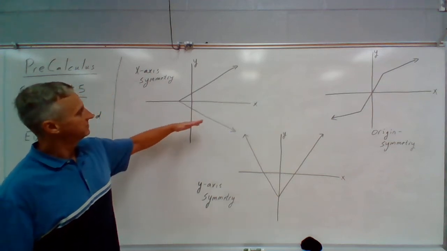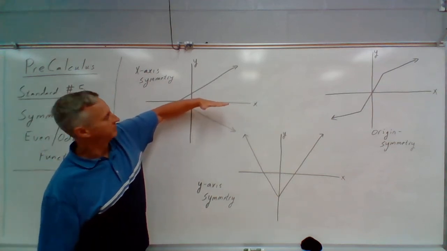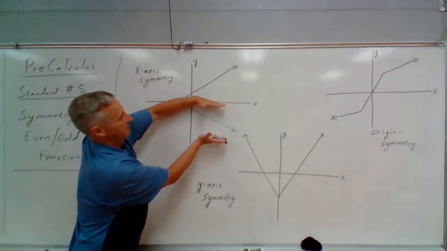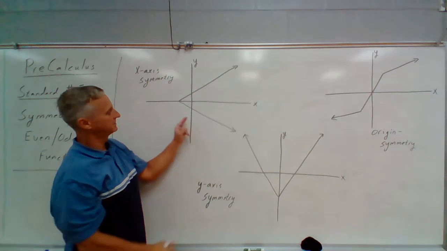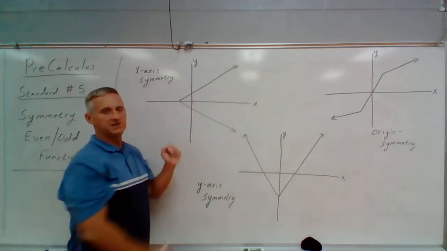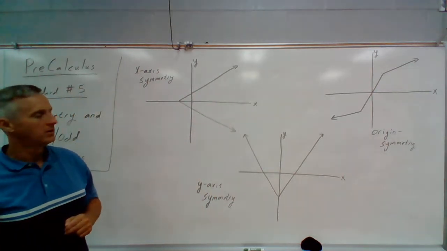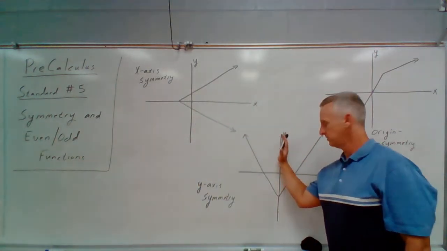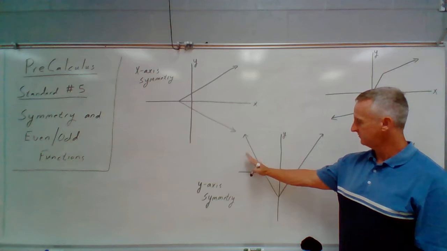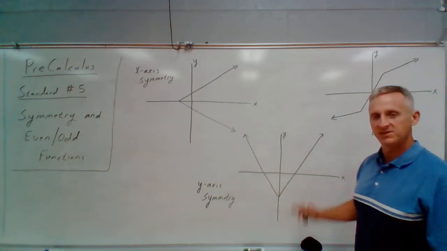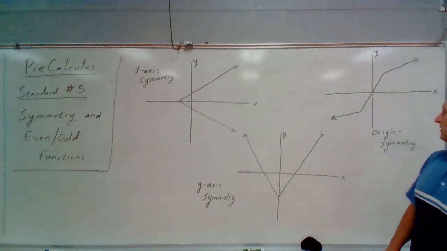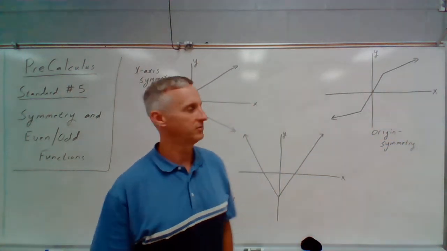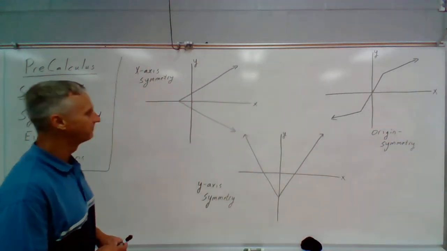What that means is that if I fold this graph along the x-axis, so I just take this bottom part, fold it up across the x-axis, this will match exactly with that part. Y-axis symmetry means that I will fold along the y-axis, fold this part over here, and it'll match up exactly with that. Origin symmetry is a combination of those two, and we'll talk more about it in a minute.